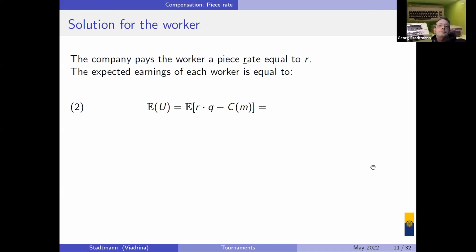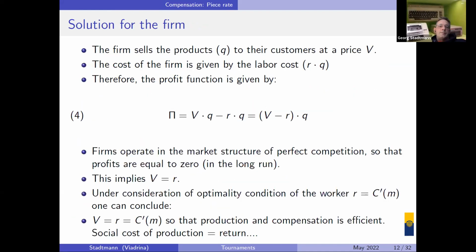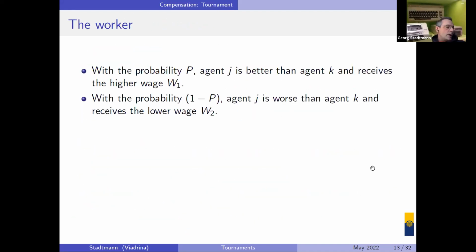Any questions so far? Else, let's proceed. Now we are switching to the scenario where we look at the tournament.